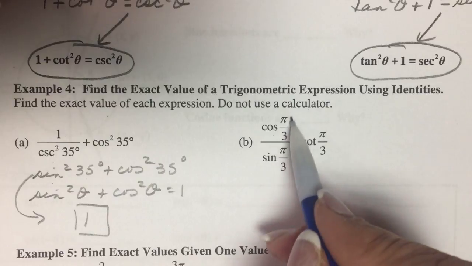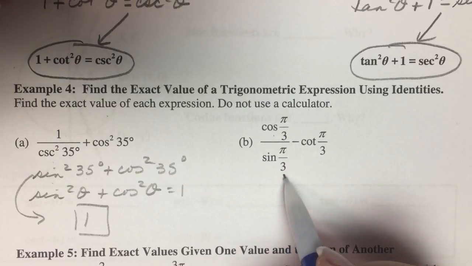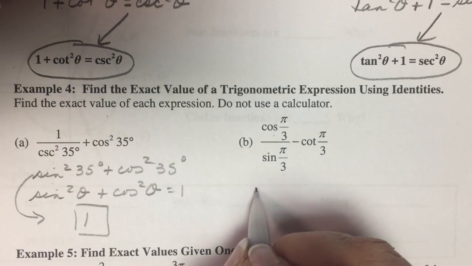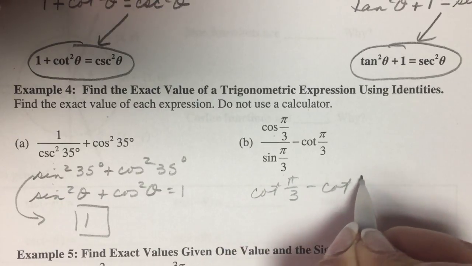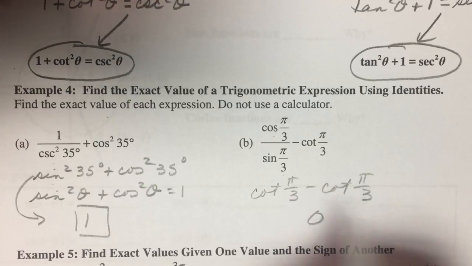Let's look at this one. Cosine pi thirds over sine pi thirds. Well, what's cosine over sine? That is cotangent pi thirds minus cotangent pi thirds. Well, that's simply going to be 0.